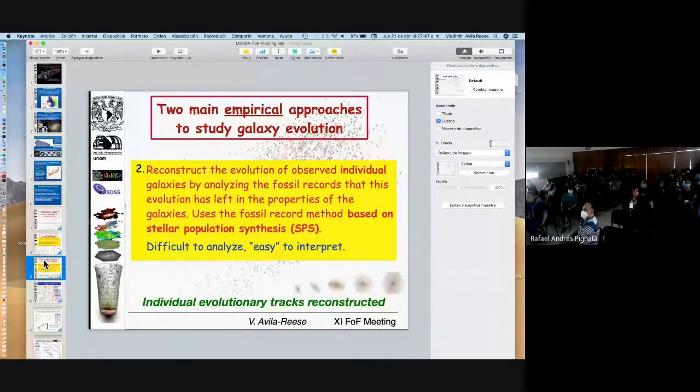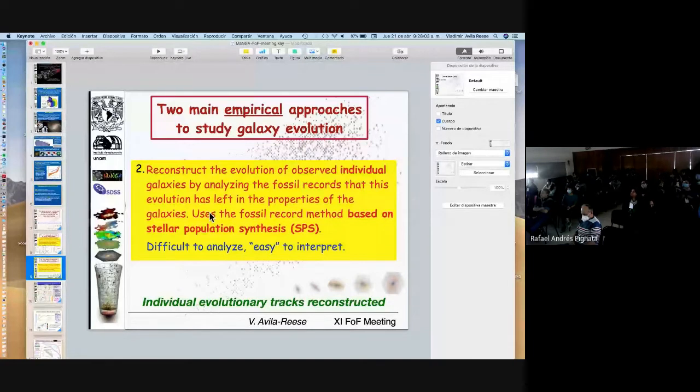But the other empirical technique is when you reconstruct the evolution of observed individual galaxies. In the previous case, it's just statistical. There you are observing several redshifts and trying to connect the evolution in some way. In this case, the archaeological case, is the one that I will talk about.